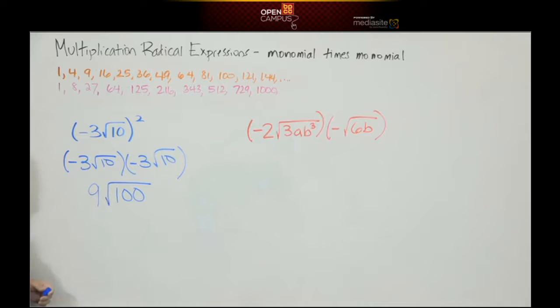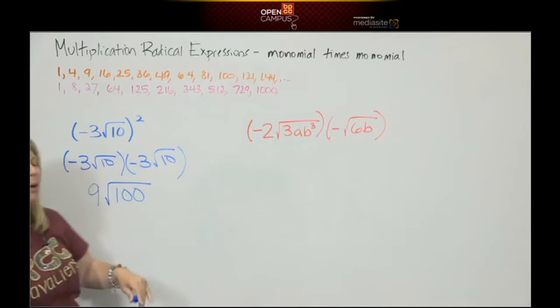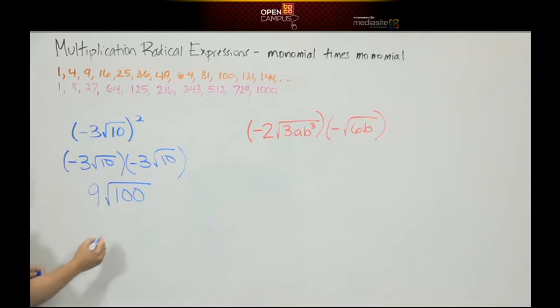Now, is that the final answer? Well, we're dealing with square root. So if you look up here, 100 is a perfect square, so I better reduce this. What is the square root of 100? Oh, that's 10. So this becomes 9 times 10, which makes the product 90.